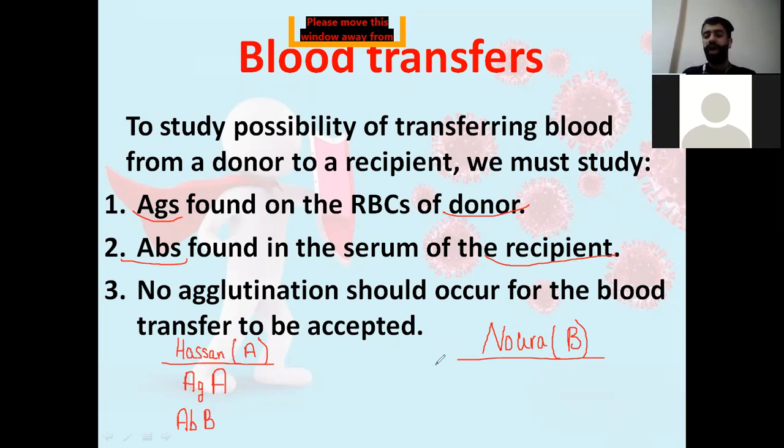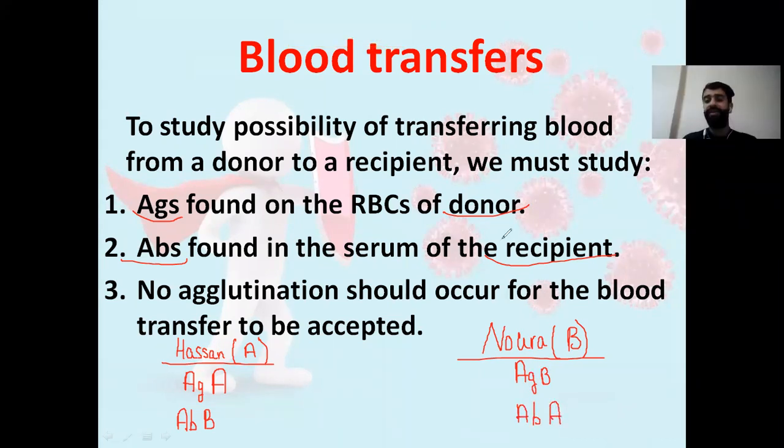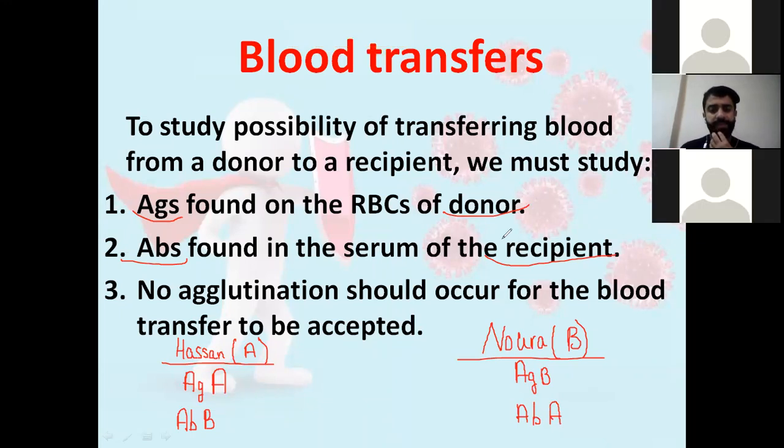Okay? Noura is blood group B. Noura's antigen has to be the same as the blood group, so she has antigen B, while the antibody has to be opposite, meaning she has antibody A. Now, is everything good? Yes, Mohammad. Question? Blood group O. You are blood group O and now we're talking about blood group O. Let's finish this example and then we can move to blood group O.